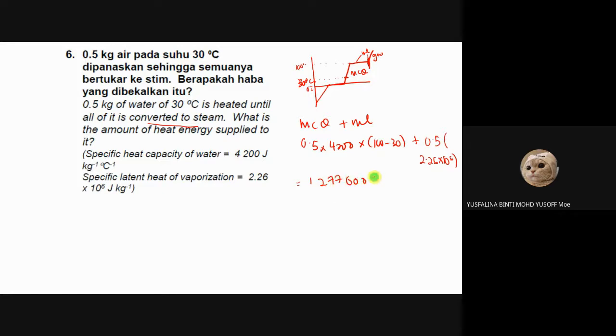1,277,000 joule. Okay, but for this one, if you see too many numbers here, you can change to standard form. So 1.28 times 10 to the power of 6 joule.